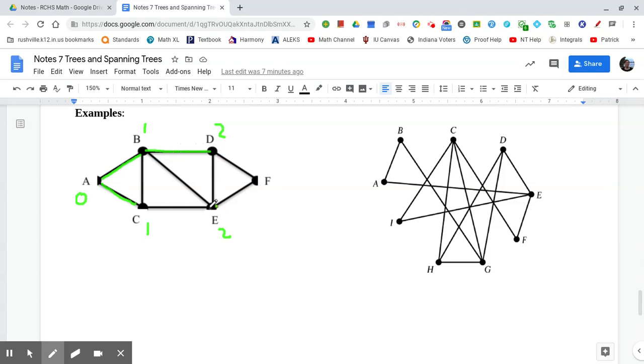Now I have options. I can either go B to E, I could go C to E, but I can't choose both because if I do both, now I have myself a cycle, a circuit. I'm not allowed to do that for a tree. So choose one of them, connect a 1 to a 2. All right, and then here is another vertex not yet labeled. It's adjacent to both D and E, so I'm going to label it with a 3, and then just choose, connect a 2 to a 3, doesn't matter which one, connect them, and there we go. There we have ourselves a spanning tree.